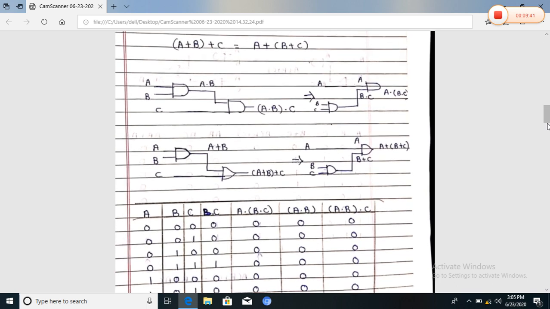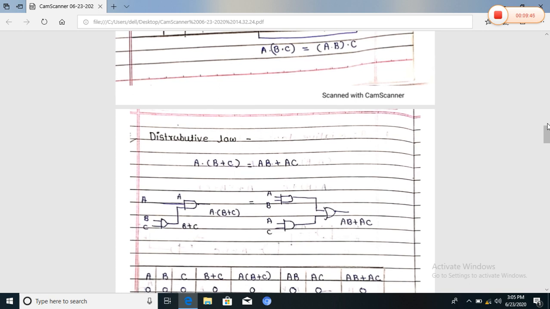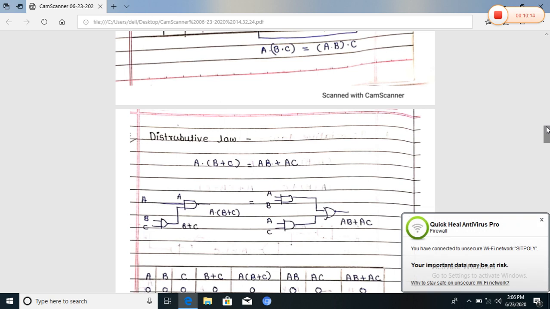Next is the distributive law. This distributive law states that A into B plus C is represented as AB plus AC. So A is multiplied by B plus C. Multiplication is indicated by an AND gate, and B plus C is indicated by an OR gate, so we connect the inputs B and C to an OR gate. The OR gate output B plus C is multiplied by A, so it is connected to an AND gate.